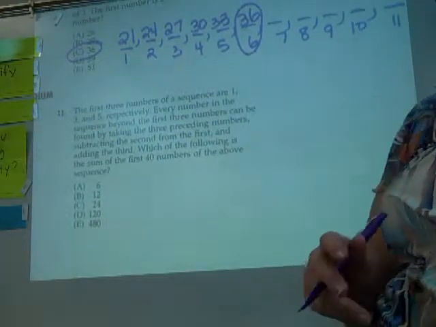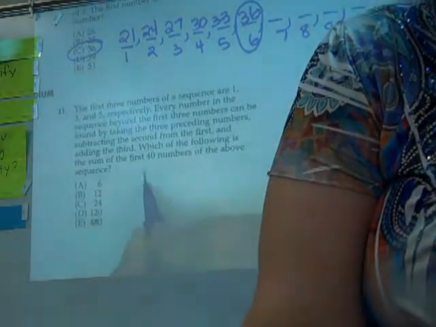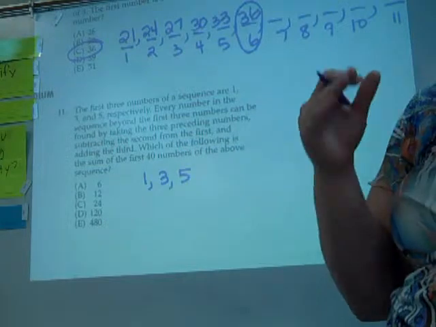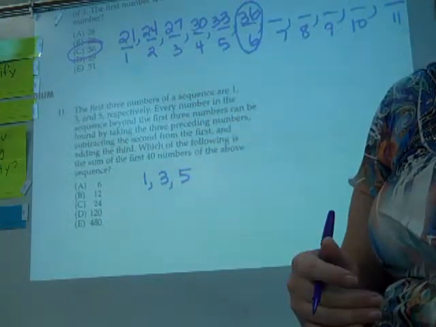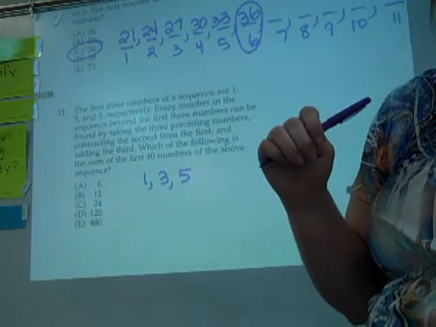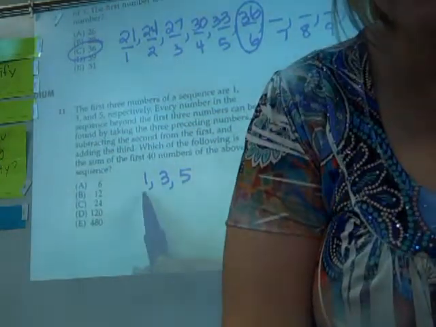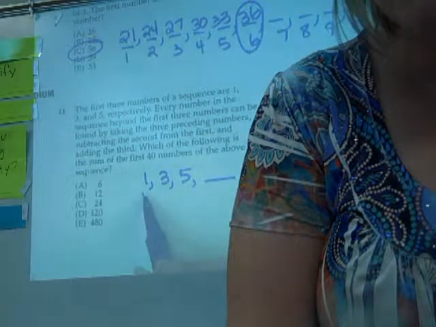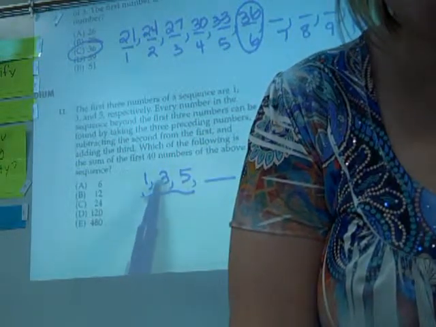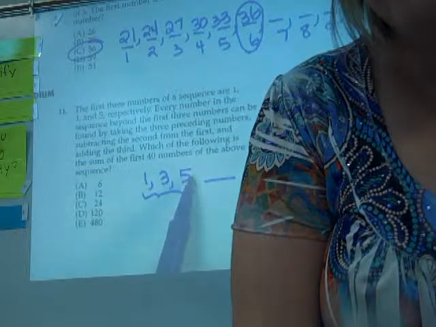Alright, the first 3 numbers of a sequence are 1, 3, and 5 respectively. That means that they're in that order. From 1, it goes 1, 3, 5. Every number in the sequence beyond the first 3 numbers can be found by taking the 3 preceding numbers. So if I'm trying to find the next number, I'm going to take the 3 preceding numbers, subtract the second from the first, and add the third.